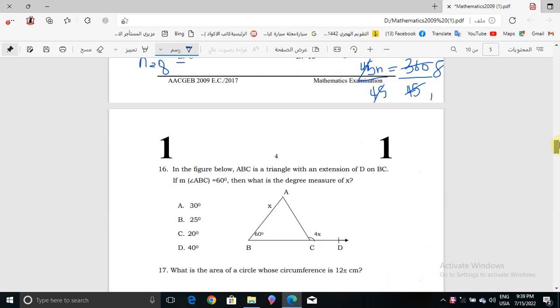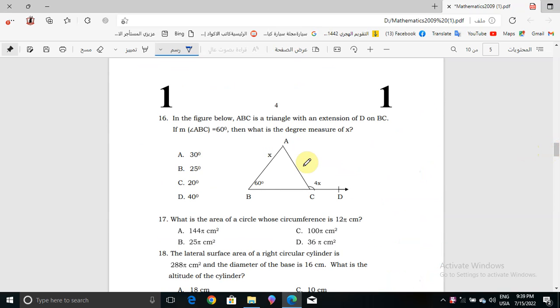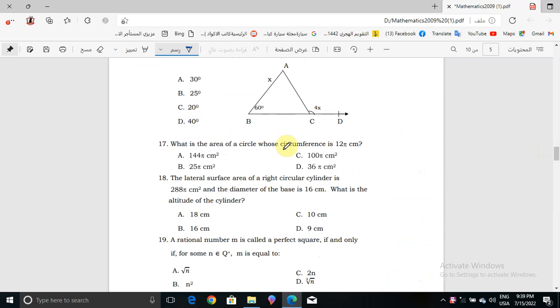Okay, now let's go for question number 16. Question number 16 actually has a problem itself, so skip it. Now in question number 17, what is the area of a circle whose circumference is 12 pi centimeter? Now what we'll make here, A is equal to pi times r squared, C is equal to 2 pi r. Then 12 pi is equal to 2 pi r.